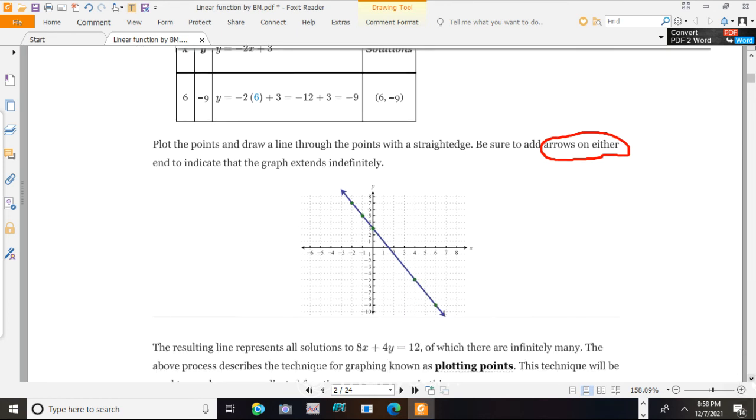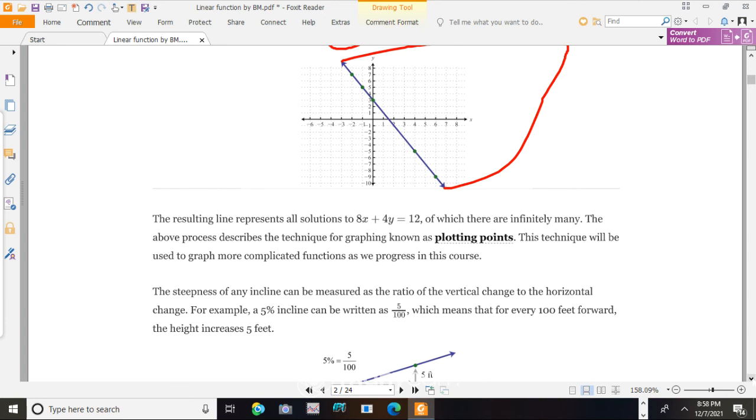And to indicate the graph extends indefinitely, because it is a function. That means as you substitute a number, the graph will continue. So an arrow is always required. This is an arrow here, and this is also an arrow.